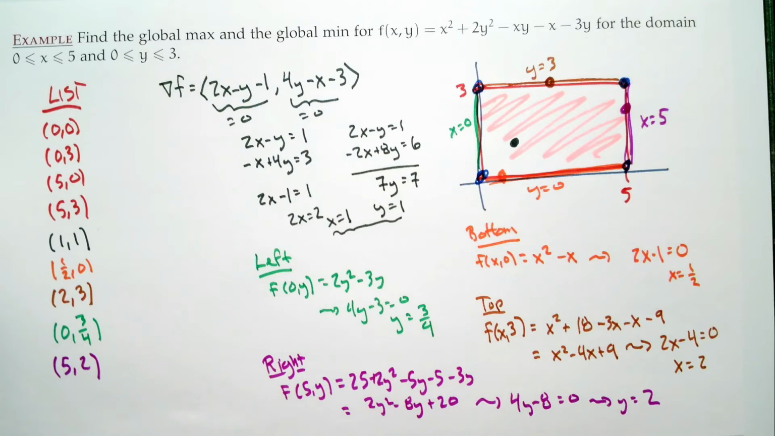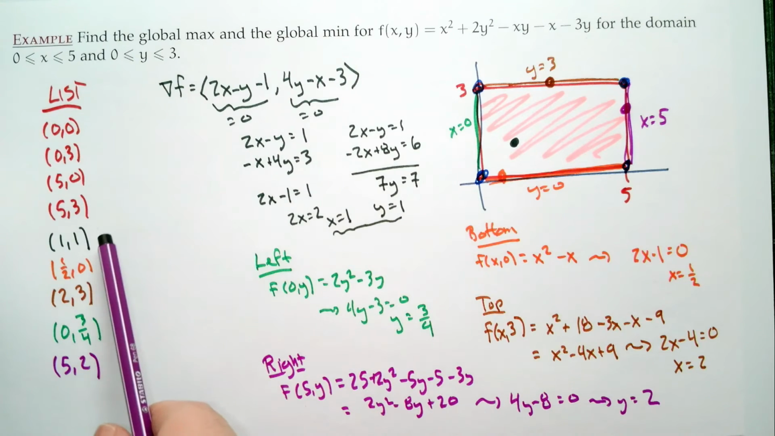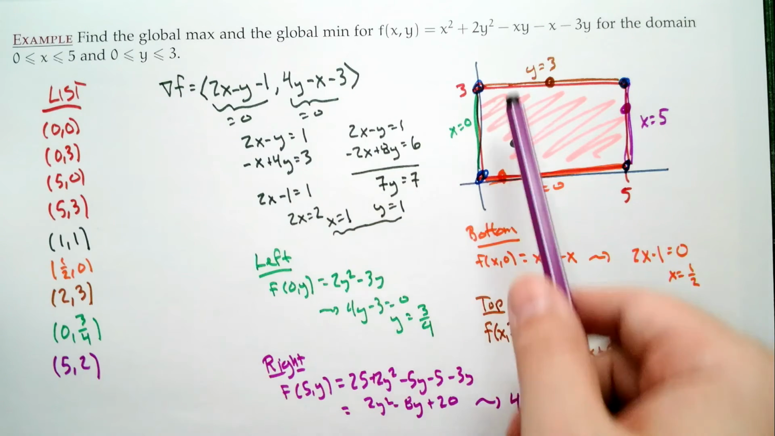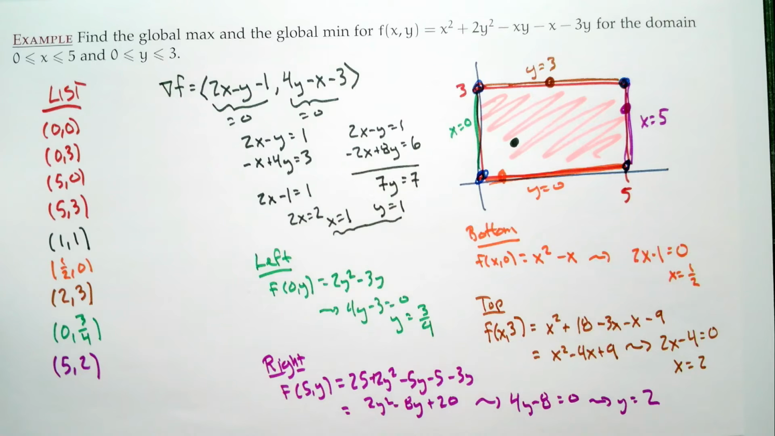Okay. So we've made our list. Now we're going to check it. You should go through the process. You should say, did I check the interior? Did I make sure to include the corners? Did I check every part of the boundary? And so, yeah, we got the corners, we did the interior, that was the gradient, and we checked each one of the boundary curves.